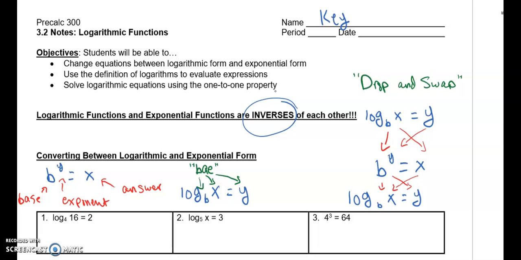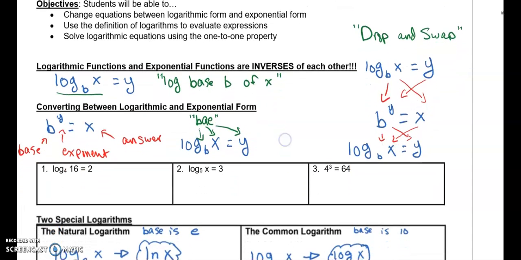So first, let's take a look at pieces of a log. Anytime I have log base b of x, maybe we'd have an equation. This part right here is log base b. Okay, so that's how we would say that. Log base b of x. Sometimes people just say log b x. That's not really accurate. It's log base b of x. And saying base b, I think, is really important when we start converting to exponential form.